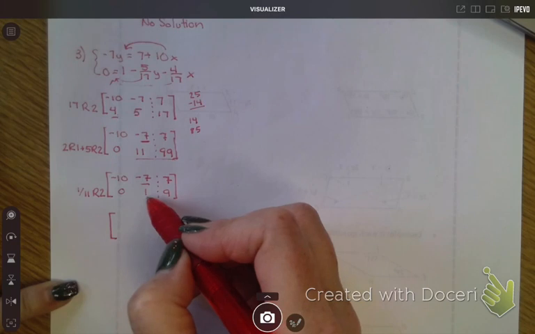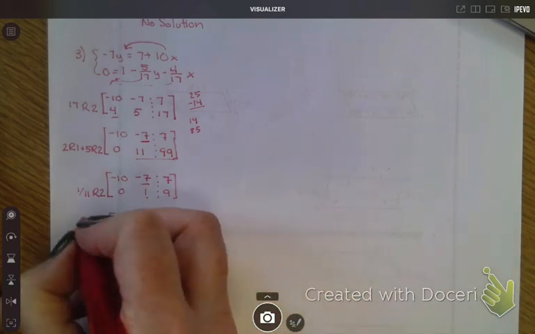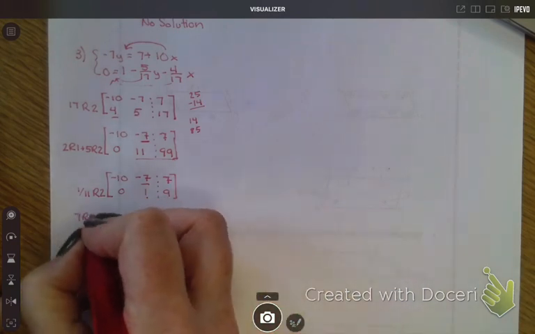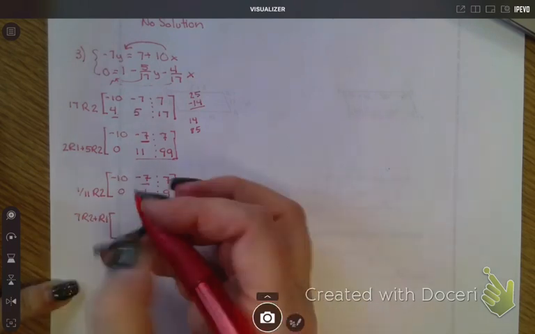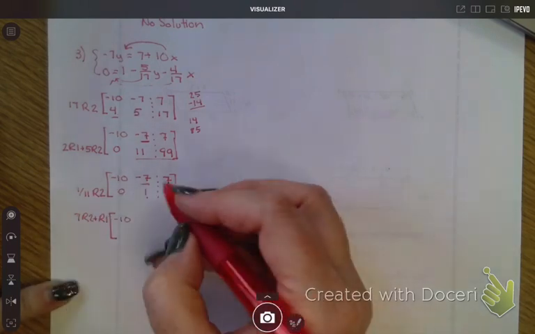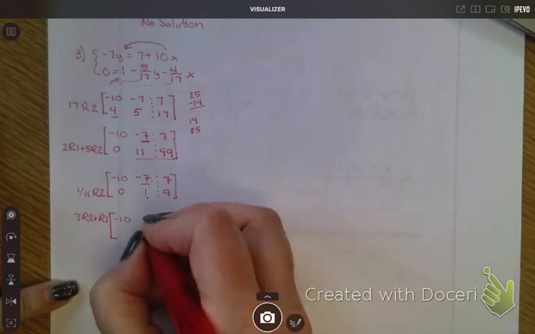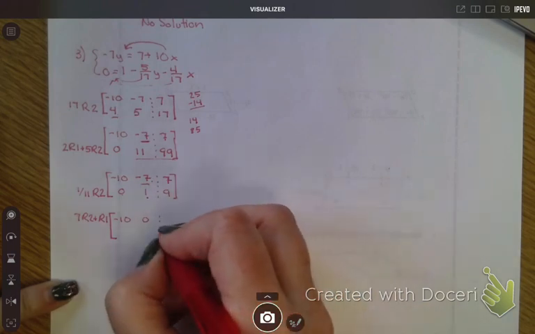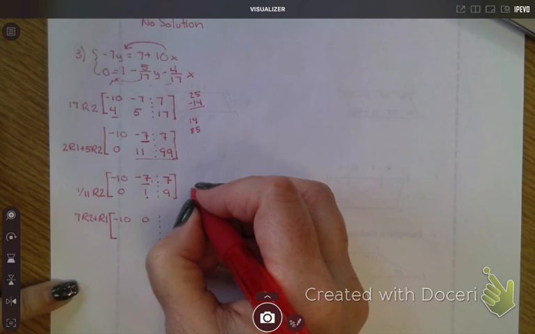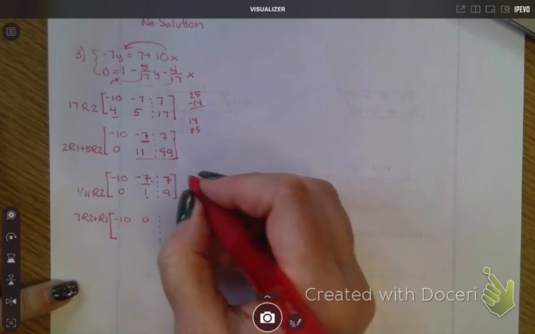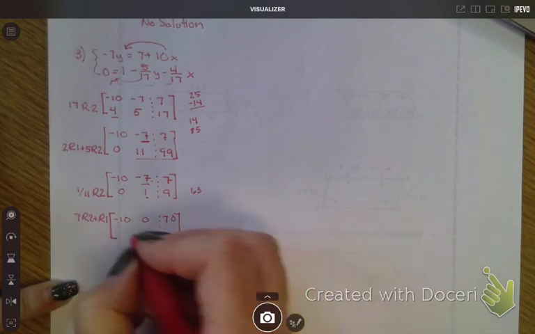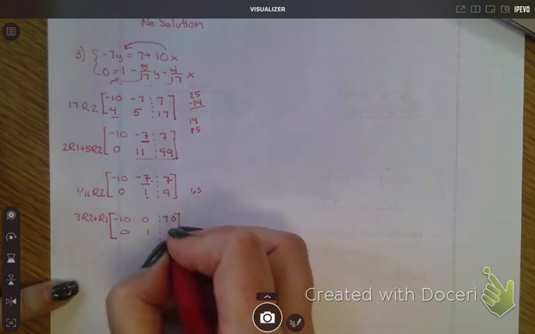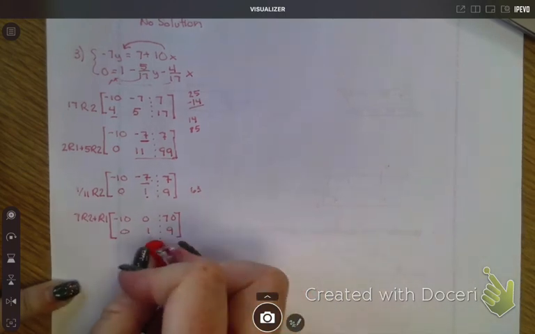So I need to make that 1 a 7. So I need to take 7 R2 plus R1. So 0 and -10 is -10. 7 and -7 is 0. And it would be 63 and 7 would be 70. I should have written my second row since I wasn't changing it.